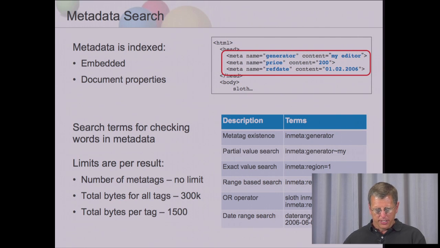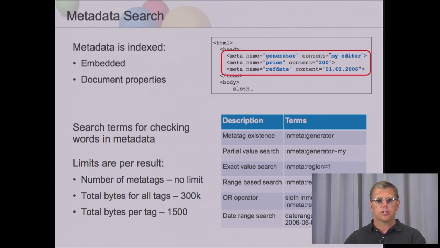Now we mentioned metadata as also searchable. So we're not only going to get the documents, we're also going to fetch metadata. Metadata is the properties or attributes that can be associated with a document that are very useful for search lookups. In HTML documents, you'll find that there's meta tags inside of the header section of the HTML document. Here we have 3 tags called generator, price, and ref date, and they have values associated with them.